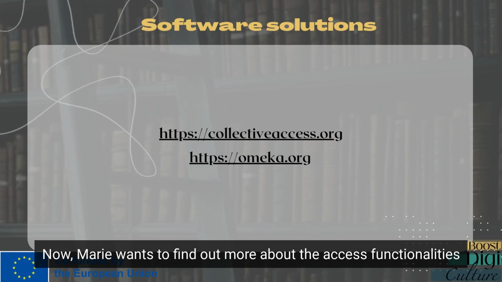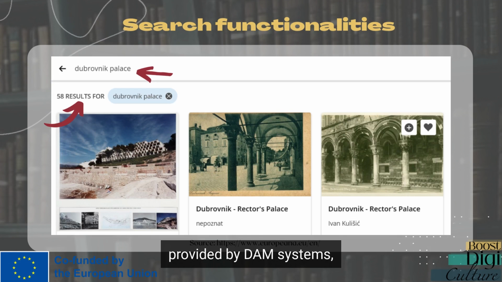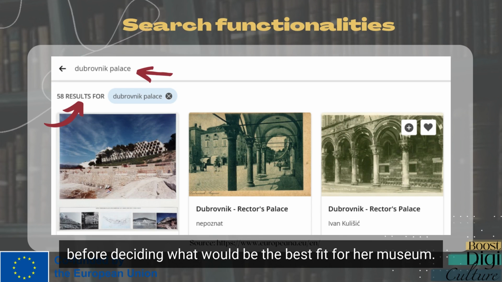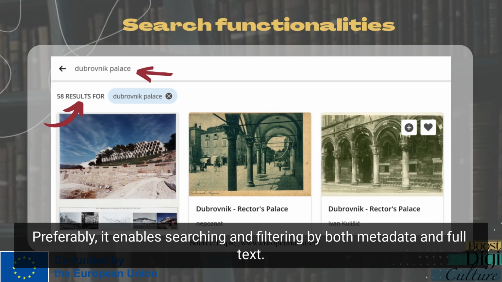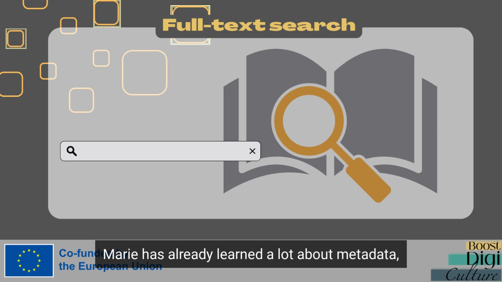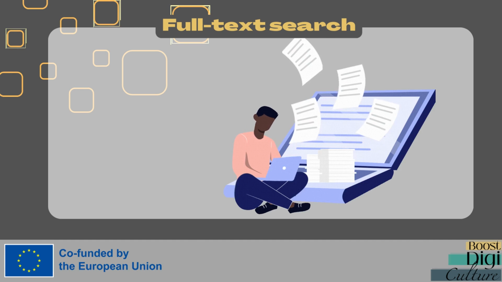Now Marie wants to find out more about the access functionalities provided by DAM systems before deciding what would be the best fit for her museum. One of the most important features is a search function. Preferably, it enables searching and filtering by both metadata and full text. Marie has already learned a lot about metadata, and now she wants to know more about full text search options.